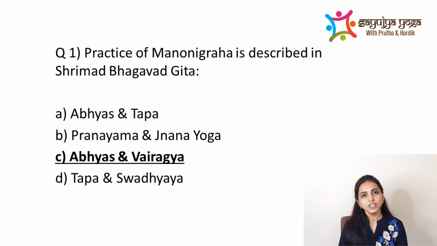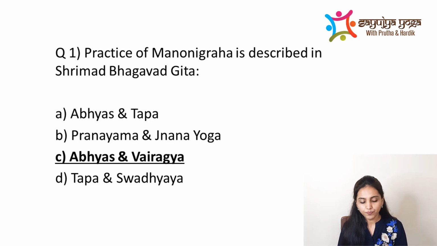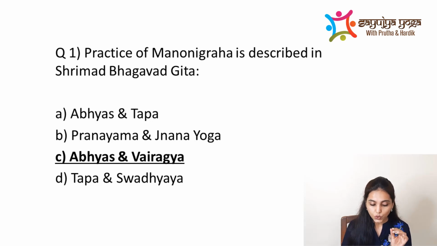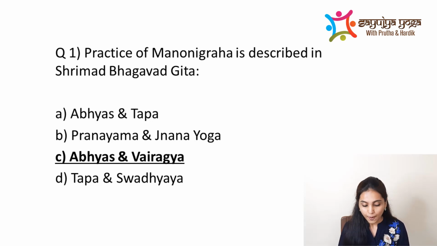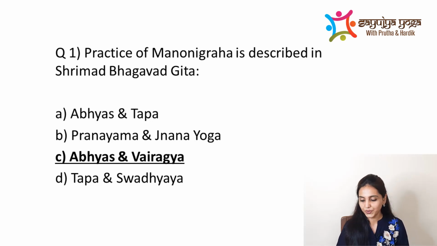Now friends, as we all know, the concept of Manonigraha is elaborated in chapter number 6, that is Dhyana Yoga of Bhagavad Gita. In this chapter, Krishna explains to Arjuna that it is difficult to control the restless mind, but through Abhyasa and Vairagya, that is through practice and renunciation, it can be restrained. So the correct answer is Abhyasa and Vairagya. Let's move to the next question.